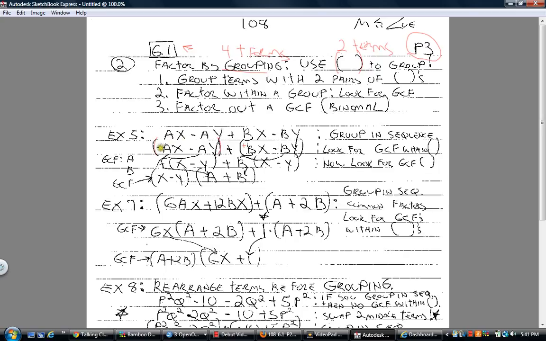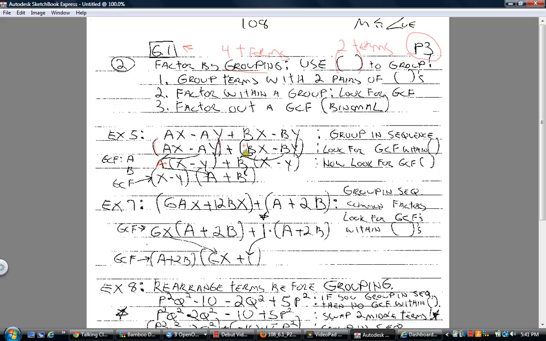Go back, look at the first set of parentheses. Can you pull out a GCF? I see the A and the A, I pull it out. Multiply by what's left to produce it, x minus y. A times x is ax, A times minus y is minus ay. Okay, so we're doing good.